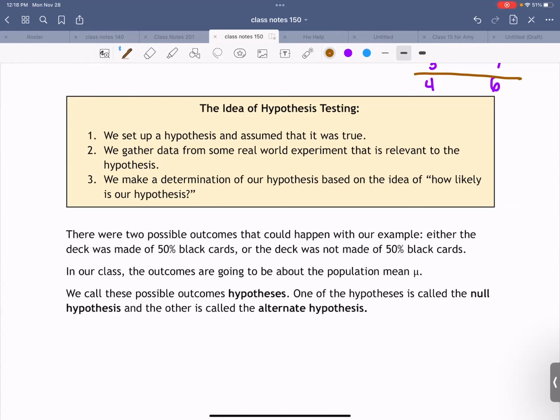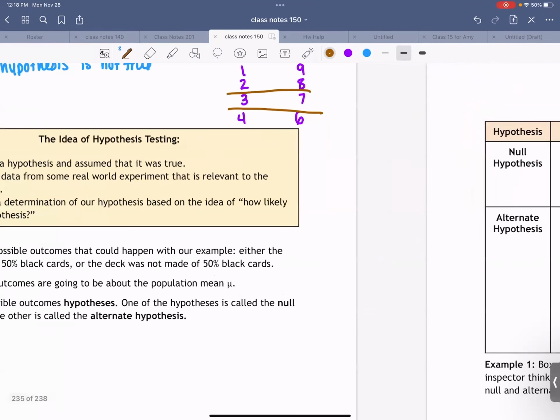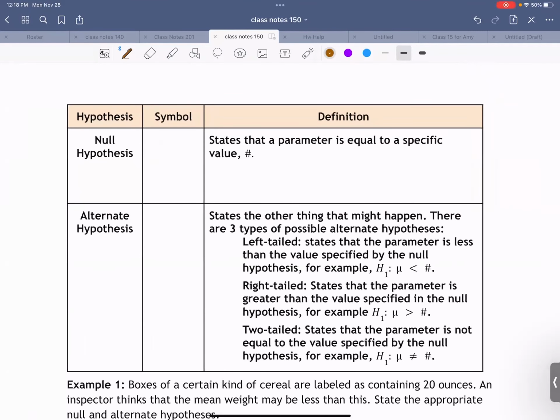Okay, now something I didn't tell you is we made one hypothesis in our example. There's actually technically two hypotheses going on. One is our hypothesis that we believe is true, and the other one is the other thing that can happen. We call these the null hypothesis and the alternate hypothesis. To help us understand this, I'm going to talk about what these mean in the abstract, and if this doesn't make any sense, I promise you it'll make more sense in the examples. So just bear with me while we do this chart, and then we'll talk about the examples later.